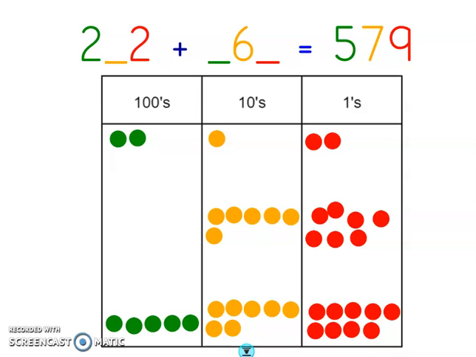And then for our final one, I've got 2 hundreds added to how many hundreds to give me 5. So 2 plus 3 gives me 5. 2 hundreds plus 3 hundreds gives me 500.